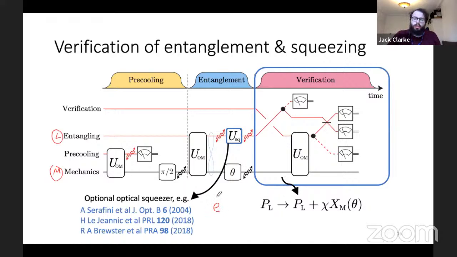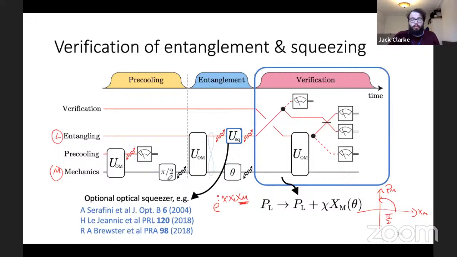All it is, is using this interaction again between light and mechanics such that the phase quadrature will pick up information about a mechanical quadrature. If we want to learn about quadratures other than X, we can wait some time for the mechanical position to evolve into another quadrature. That's what this theta here is. As a picture, if I was interested in the momentum quadrature, I'd wait a quarter of a period for position to evolve into momentum. So this angle theta is now pi by 2.